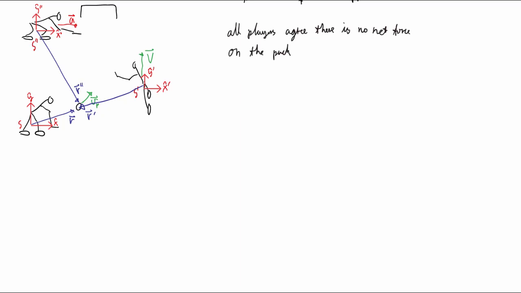And because they have different positions, they come up with different velocities for the puck. So in the S frame, this player S will see the velocity of the puck as being v sub p. That's the velocity of the puck relative to the ice, because this guy is stationary relative to the ice. And that's a constant.